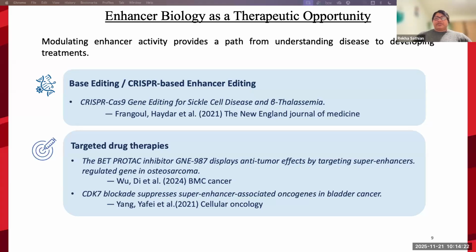Together, these examples show that enhancers are no longer passive regulatory annotations that we study. They are emerging as actionable therapeutic targets, opening an entirely new landscape for precision medicine.